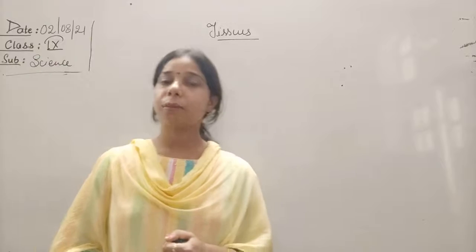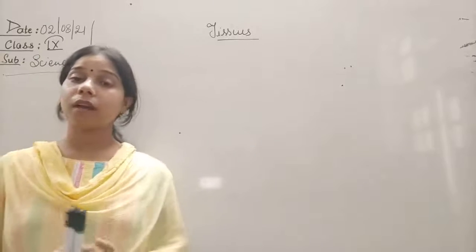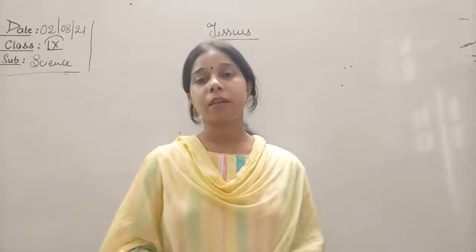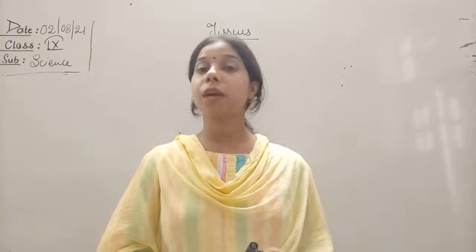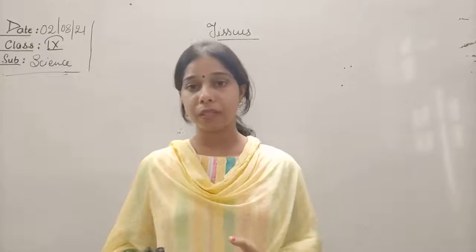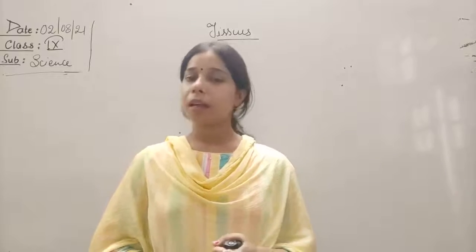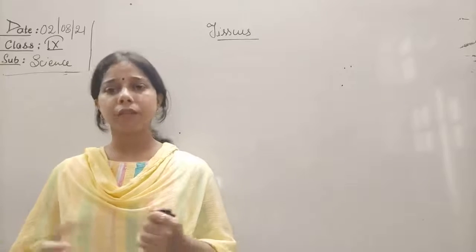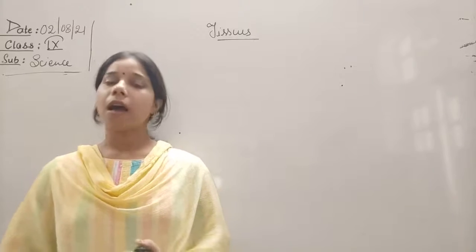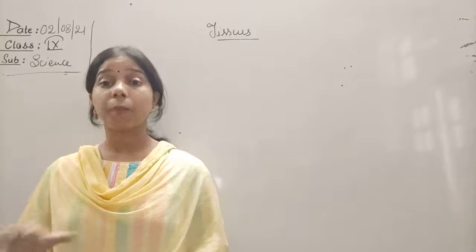So students, in the previous class we were talking about animal tissues, and in animal tissue we had already completed epithelial tissue. You see, epithelial tissue is what? It is a kind of protective tissue, and basically it is present at the upper surface.